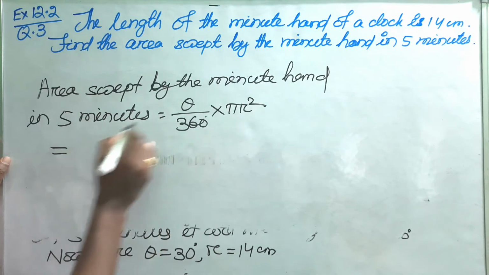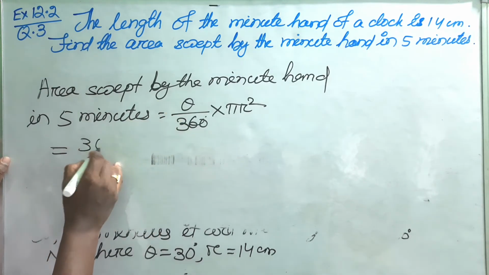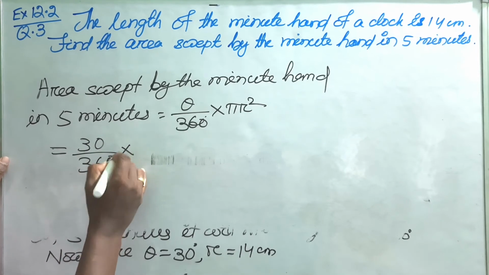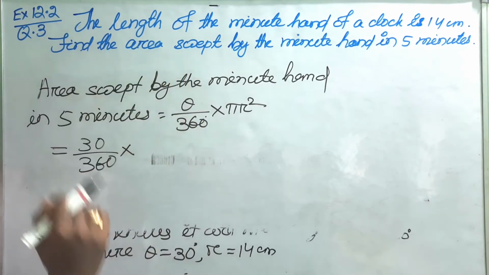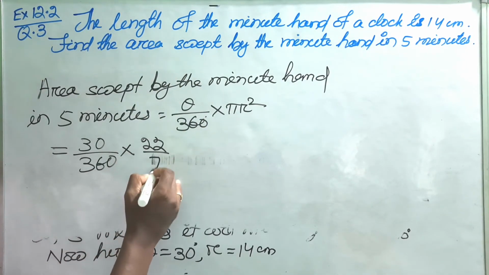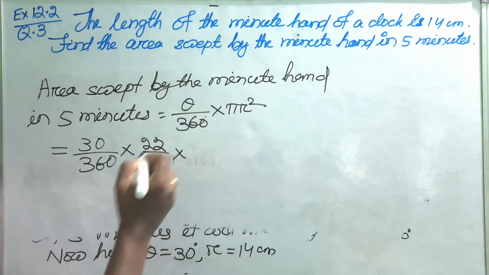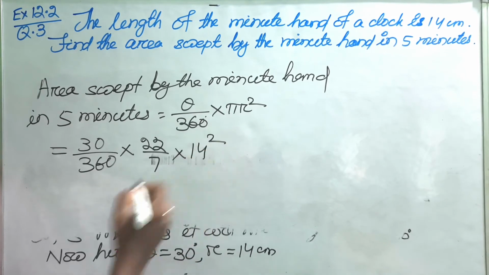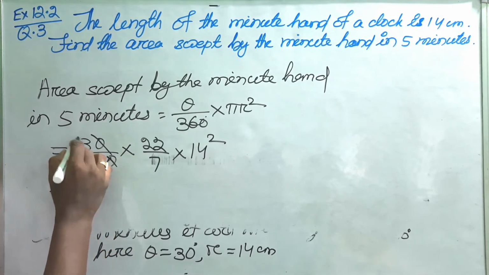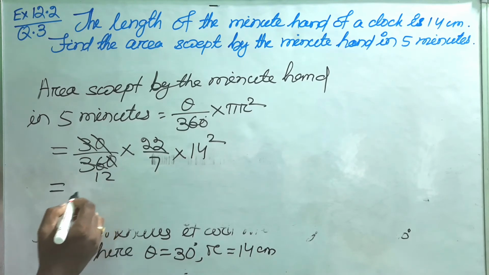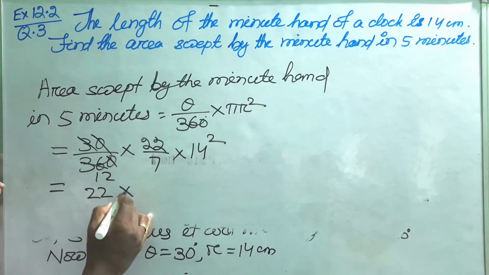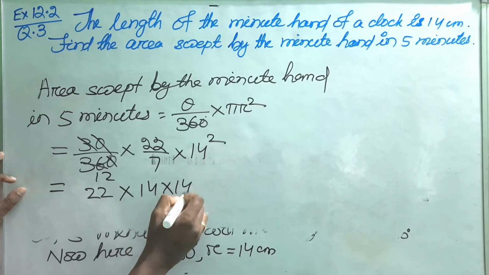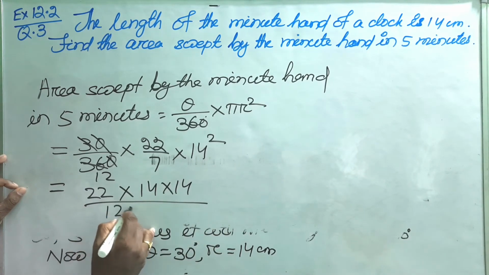So theta by 360, where theta is 30 degree. So here 30 by 360 into pi. The value of pi is not given in this question, so you have to take 22 by 7 as the value of pi. So this into r square, that is 14 square. Now this will be cancelled, so 12. Then 22 in the numerator, and this will be 14 into 14, divided by 12 into 7.